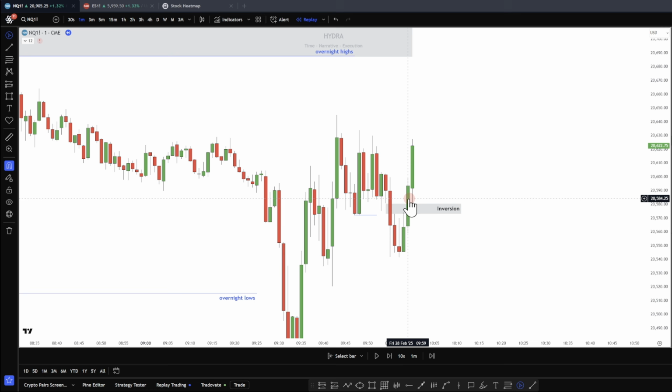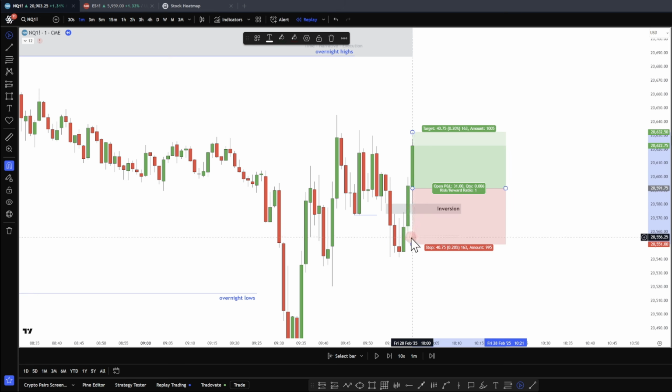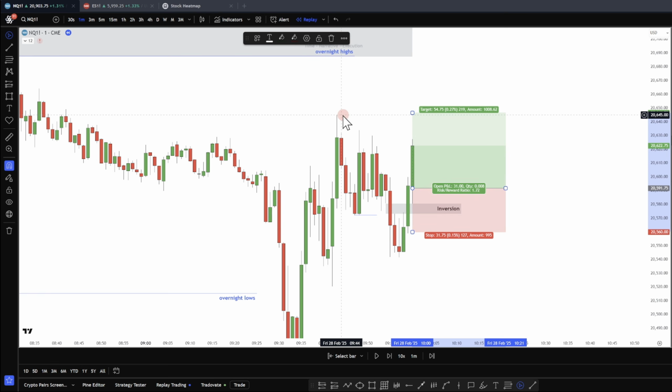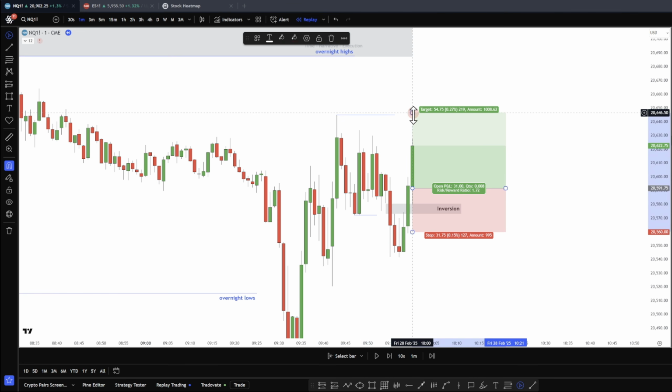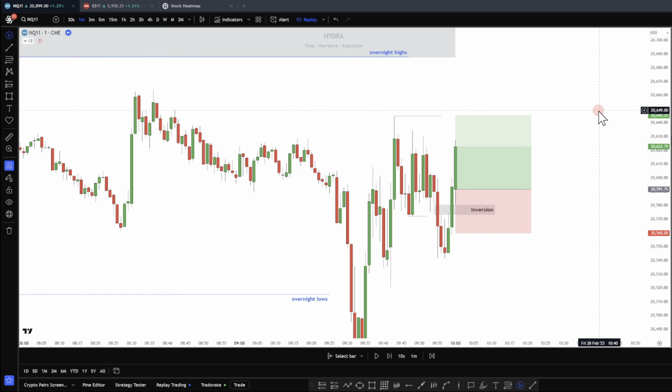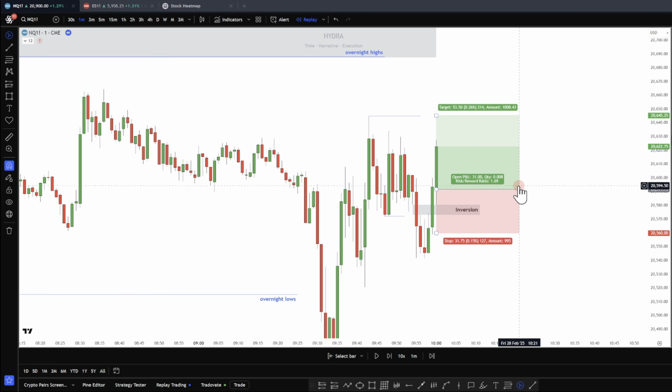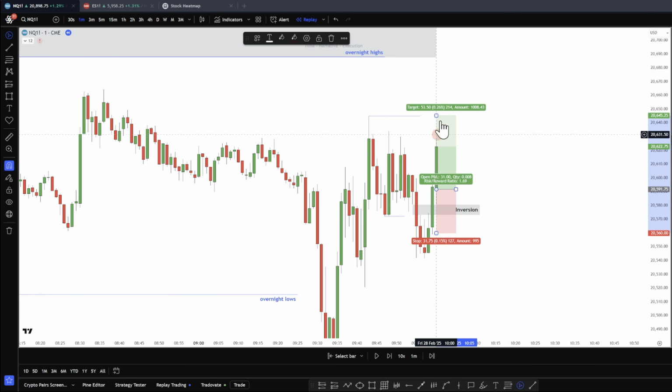All right, as soon as price closed the candle's body above this gap, I took an entry at 10 a.m. candle, and that was our stop loss. Our stop loss just below the inversion, and we targeted this buy side liquidity up here. You're gonna say, Hydra, why are you not targeting the overnight highs, right? It's because price was moving a lot and I was only targeting 2% of my account to make it, and that's what I made with this much of delivery.